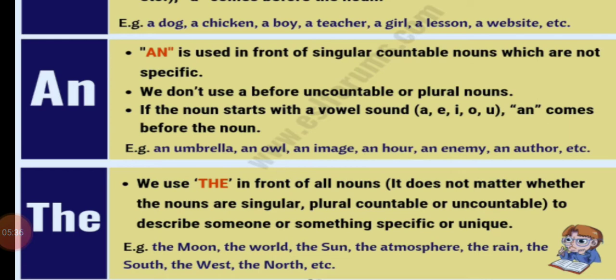Okay, then how does the differ from a and an? The is used to describe someone or something specific or unique. Whenever we want to show something special, unique or specific, we can use the to show the noun. For example, the moon, the world, the sun, the atmosphere, right? So these are some things for which we can use the to show the particular noun.